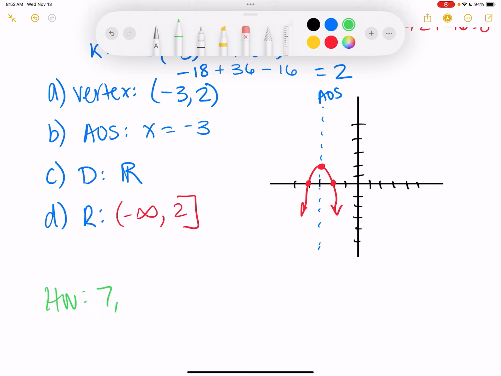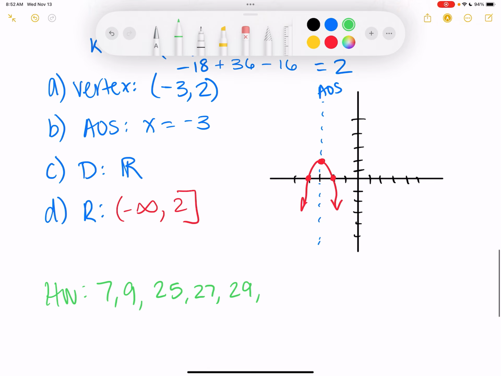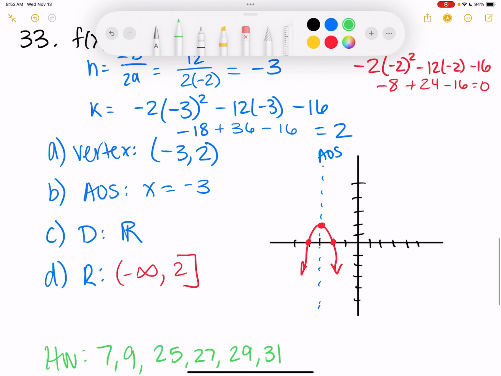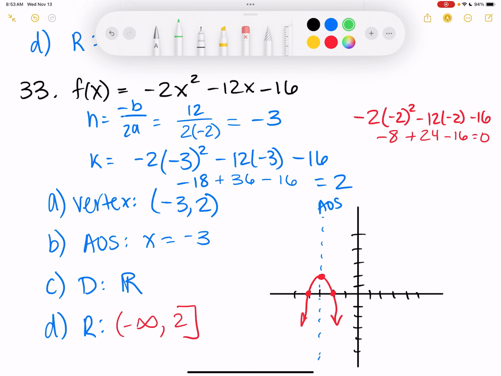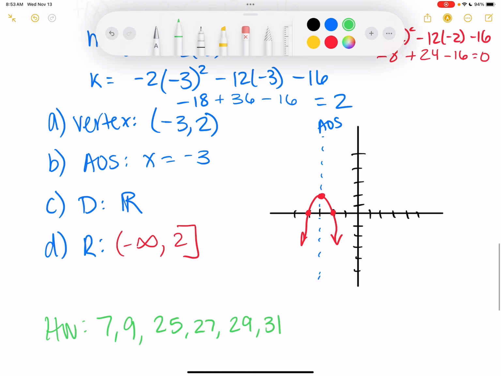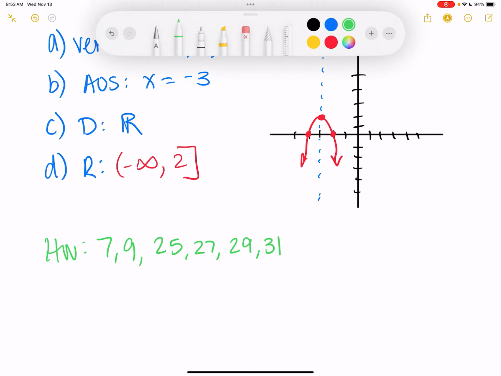7, 9, and then graphing ones, let's see, 25, 27, 29, and 31. And if there was not a number in front of x, like if it was just x squared, then make sure you plug in 1 for a. So there's like an imaginary 1 sitting there. So just as a reminder, because one of them is like that. We didn't do one like that.